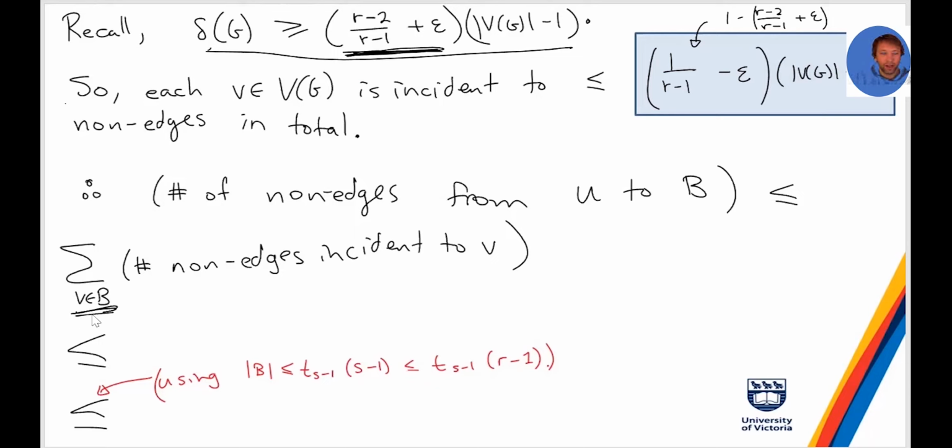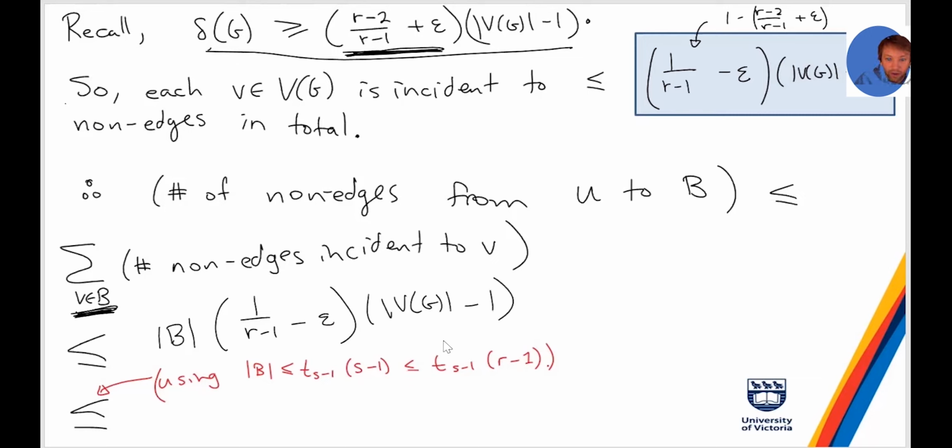So how many non-edges are there from U to B? Well, it's at most what I would get from going over all the vertices in B and adding up all the non-edges in the whole graph that are incident to that vertex, which is at most the size of B times 1 over r minus 1 minus epsilon times the number of vertices in G minus 1.